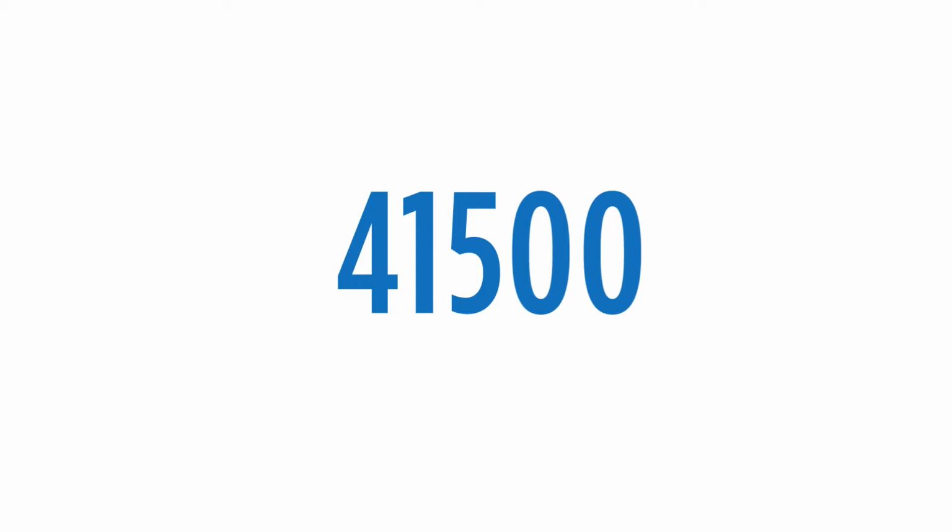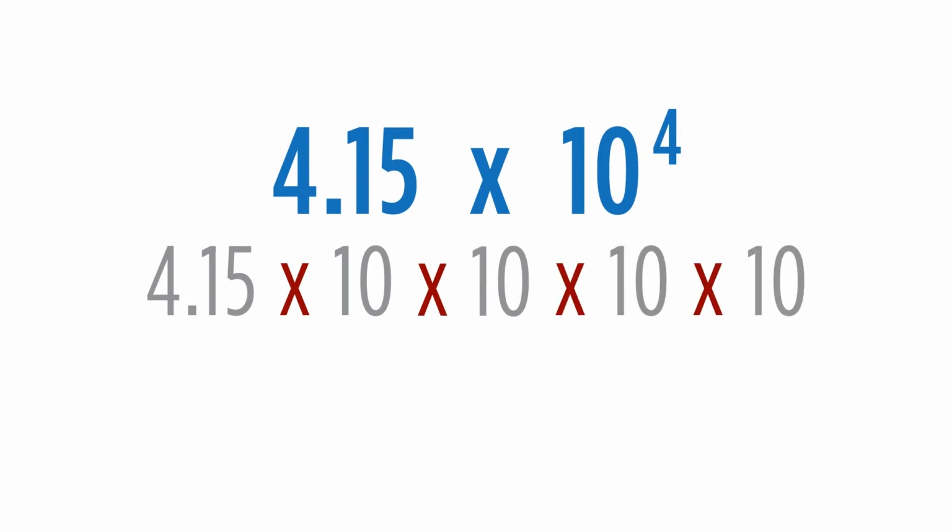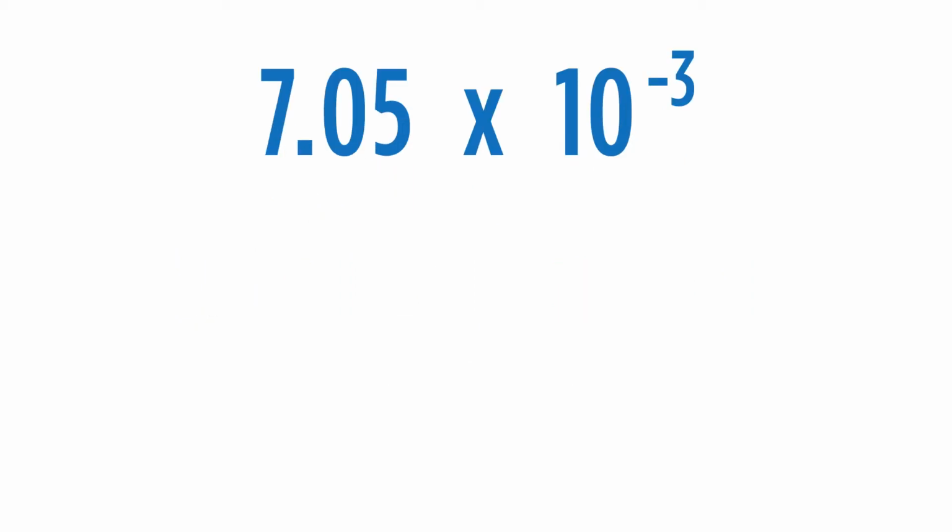Another way of looking at this is to think about 4.15 times 10 to the fourth as taking 4.15 times 10 times 10 times 10 times 10. If we did that, you would see that we'd get 41,500.